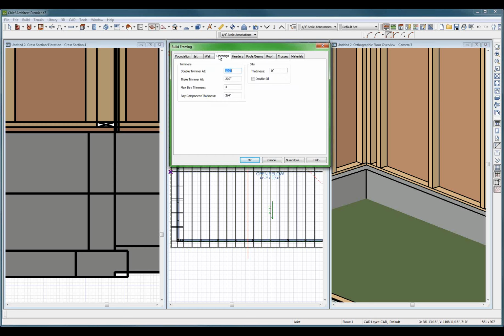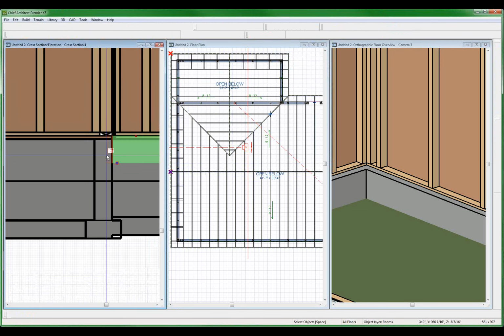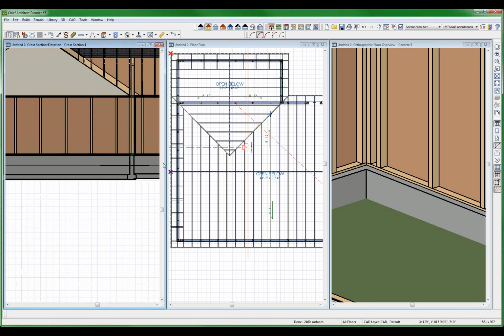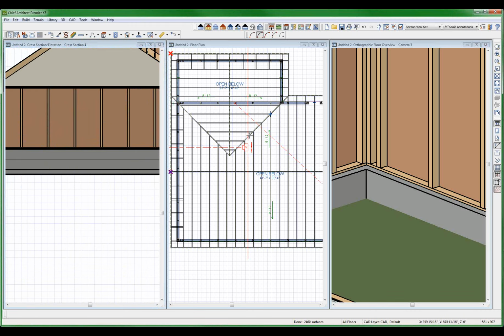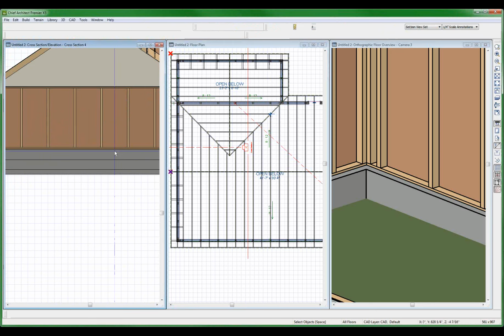Header, roof, post, openings, sills, 1.5. Because it's... F12. Why don't I have a sill plate there? I don't know.